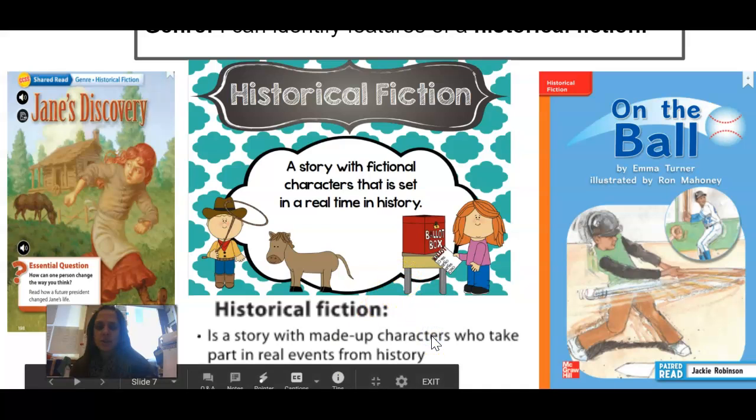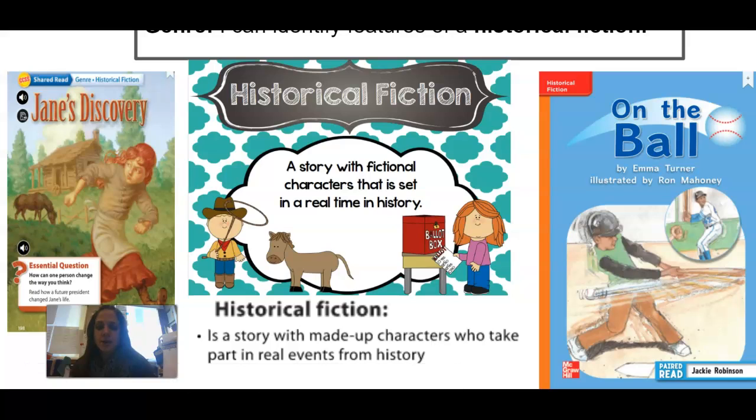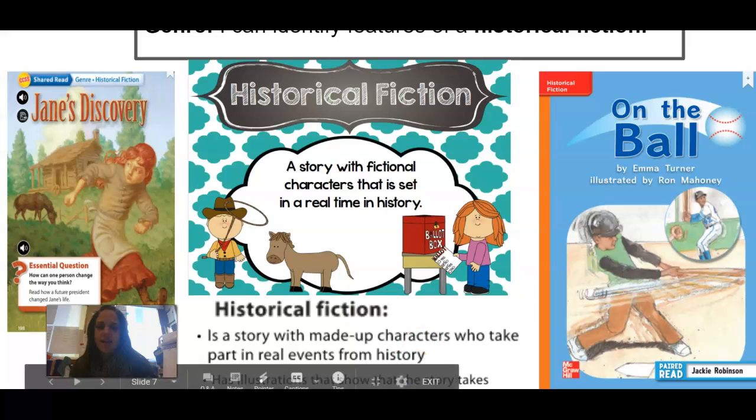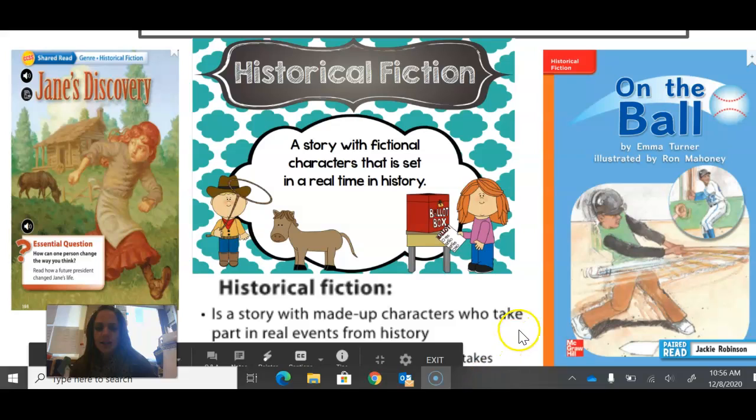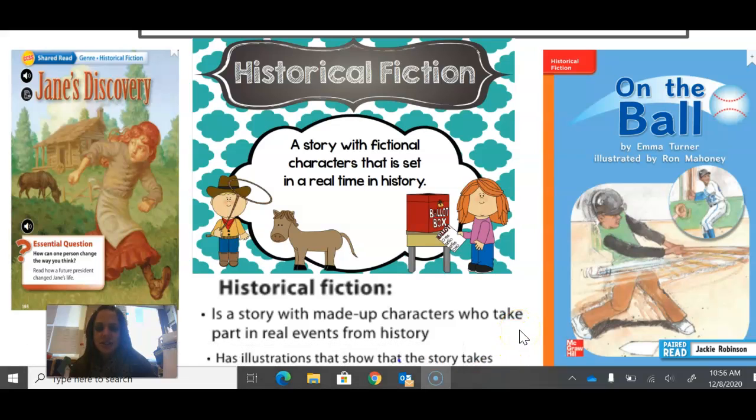So the features of a historical fiction is a story with made-up characters who take part in real events from history. It has illustrations. Let me move my screen down. It has illustrations that show that the story takes place in the past. And on your Google Slides, your computer screen won't have the tools at the bottom. You will be able to see that.